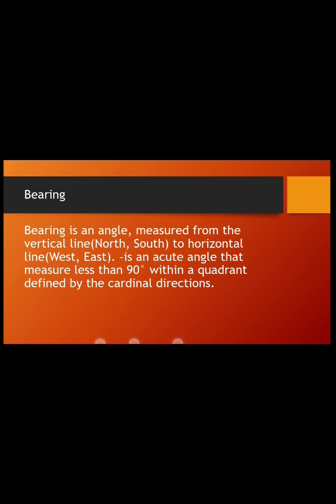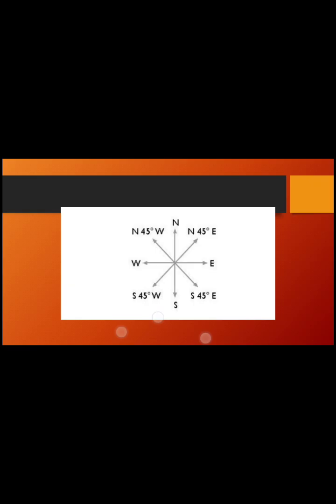Bearing is an angle measured from the vertical line north and south to the horizontal line west and east. It is an acute angle that measures less than 90 degrees within a quadrant defined by the cardinal directions. This is the form of bearing. From northeast it is equal to 45 degrees, southeast is 45 degrees, southwest is 45 degrees, and northwest is 45 degrees also.